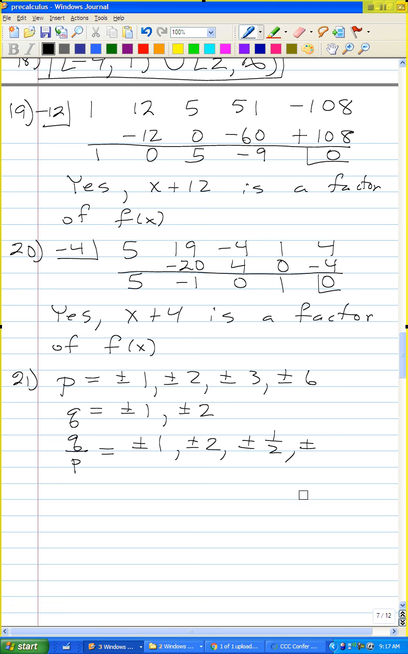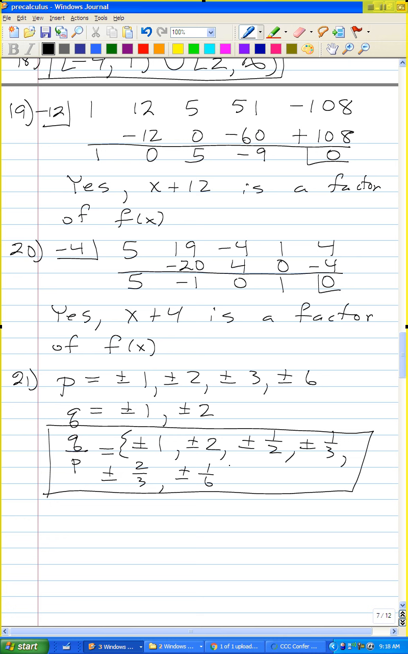Wait, I just did it wrong. This is Q over P. So plus or minus 1/3, plus or minus 2/3, plus or minus 1/6, plus or minus 2/6. Again, we don't have to do that one. Anytime they have any sort of simplifications, you don't have to write it because it'll already be in the list. And so these are the possible values that we'll have to look at.